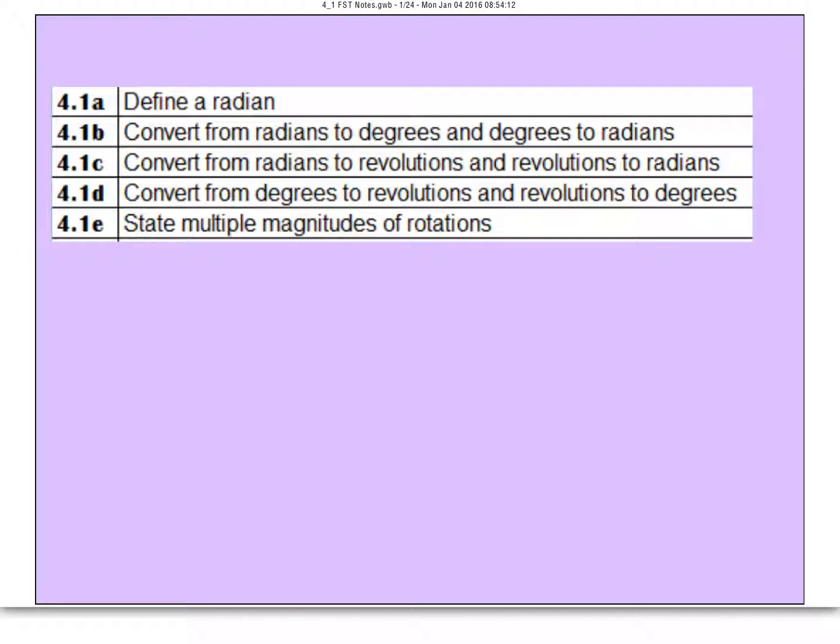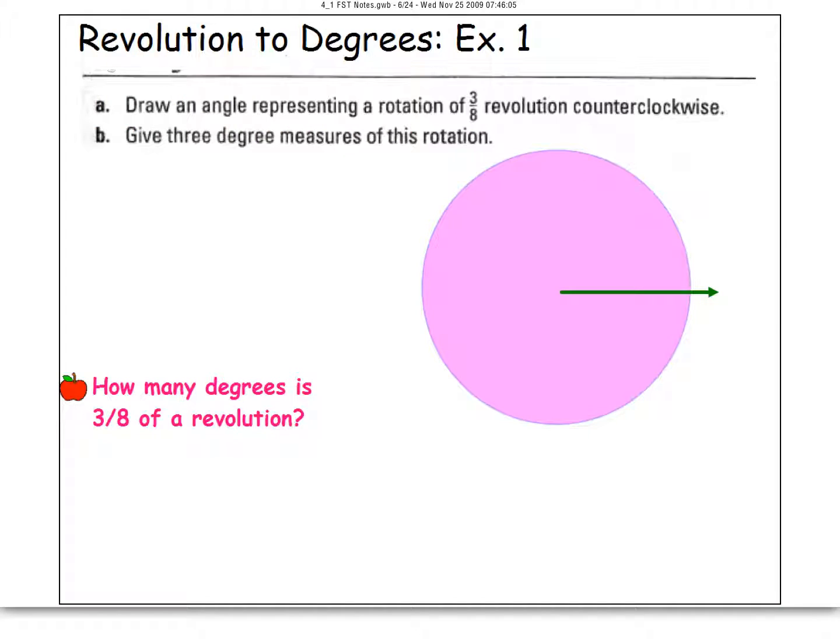Now let's focus on learning objective E and state multiple magnitudes of rotations. In this problem, they want us to draw an angle representing a rotation of 3/8 of a revolution counterclockwise. So we always start at our starting point by quadrant 1, and counterclockwise is moving in the leftward direction.